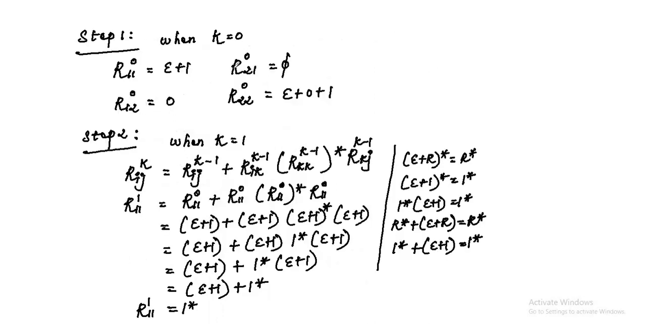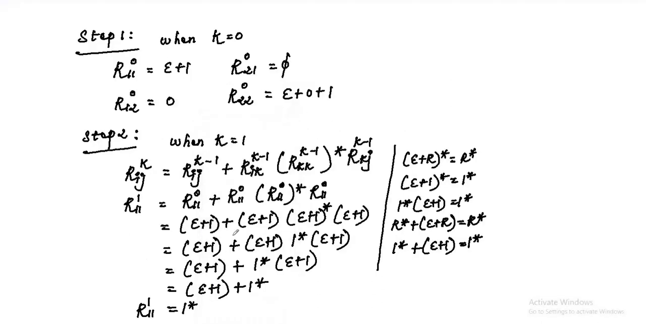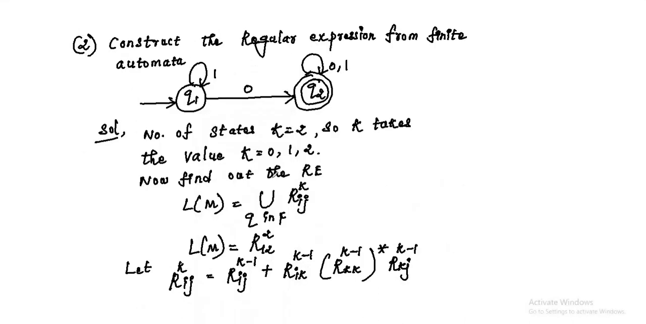Next, R21 raised to the power 0. Look at the transition diagram. For R21 there is no transition, so you just put the null symbol. Next, R22 raised to the power 0. Look at the transition diagram. There is a transition, the self loop 0 comma 1. So 0 comma 1, how do you write the regular expression? 0 plus 1.